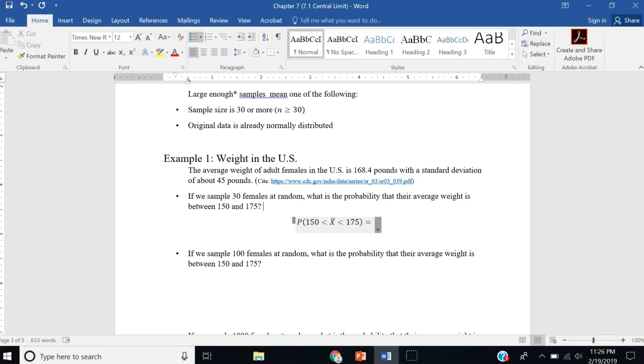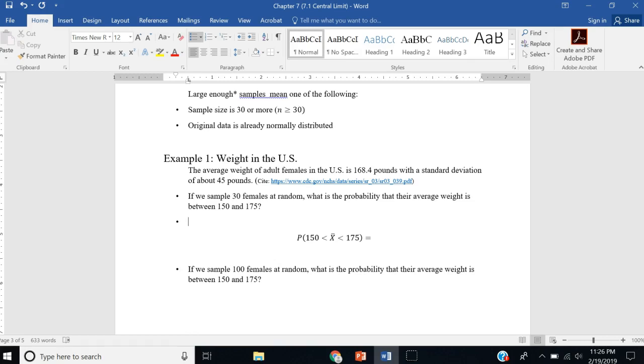Now, in this case, we can use the central limit theorem. Why can we use that? Well, we said we're going to sample 30 females, and 30 is the cutoff point. Anything 30 or more, we know that the central limit theorem will apply. So if we take samples of size 30 or more, we know the central limit theorem is going to apply.